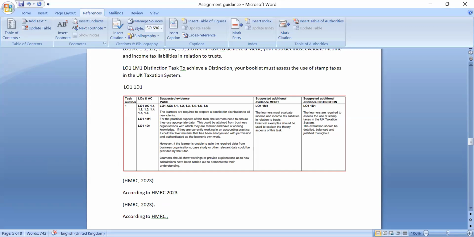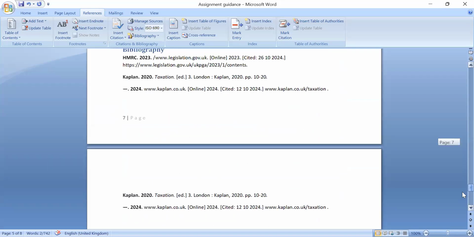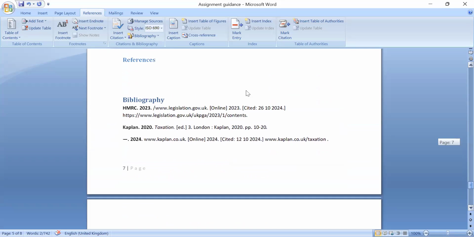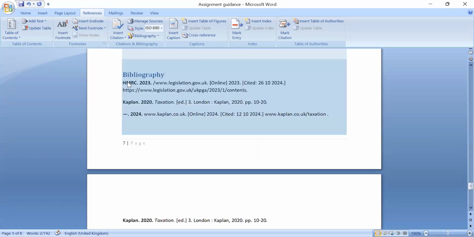Okay. So if I'm looking at your assignment, I can say, oh yes, you used HMRC 2023. I can go to the reference page and see, oh yes, HMRC, you used this website. If something has changed on the website, because you gave the date, at that date this information was true on the website.